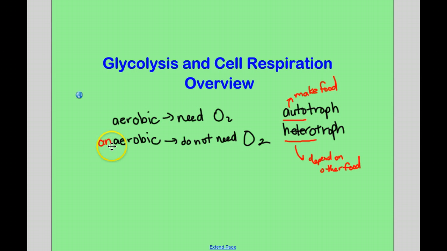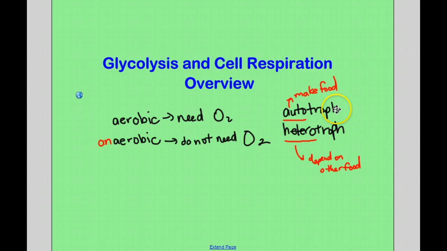If you put the letters AN in front of it, it means the opposite. Anytime you add the two letters AN in front of a word, it generally means the opposite of what the word is trying to say. So we know aerobic means oxygen. Anaerobic organisms do not need oxygen to survive. There are some bacteria out there that actually survive without oxygen.